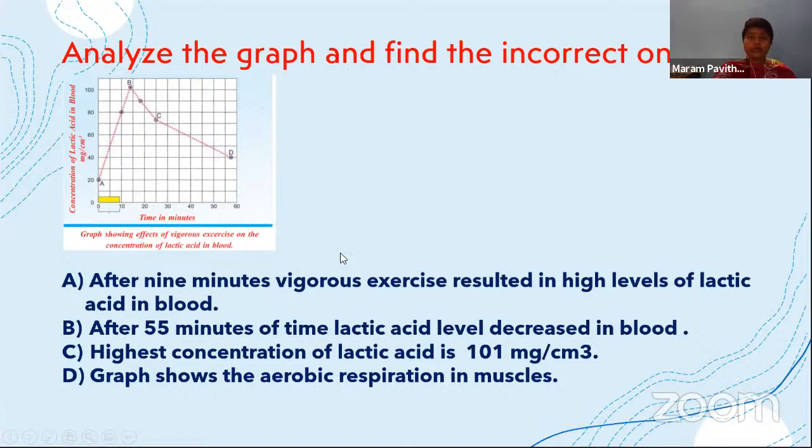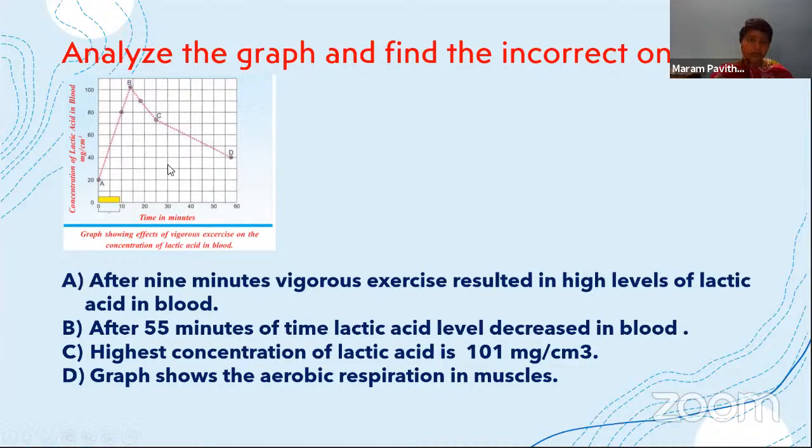Analyze the graph and find the incorrect one. What is this graph showing? A graph showing the effect of vigorous exercise on the concentration of lactic acid in blood. If we do vigorous exercise for a longer time, what happens in our blood? The lactic acid level increases. If the lactic acid level increases in our blood, we feel pain. Then after we rest, after some time our pain reduces. We feel relaxed from the pain if we take in more and more oxygen, because that oxygen immediately breaks down the lactic acid into carbon dioxide and water. Then only we feel free from the pain.